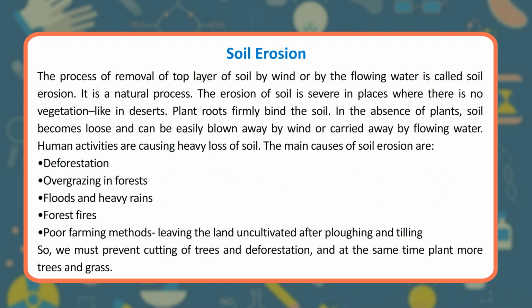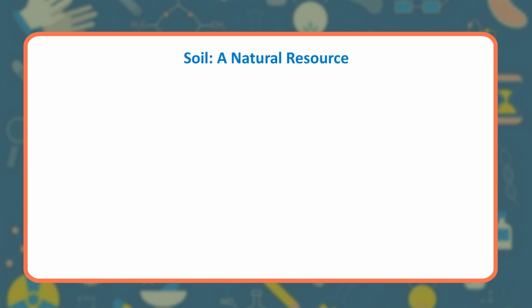The main causes of soil erosion are deforestation, overgrazing in forests, floods and heavy rains, forest fires, poor farming methods, leaving the land uncultivated after plowing and tilling. So, we must prevent cutting of trees and deforestation, and at the same time plant more trees and grass.